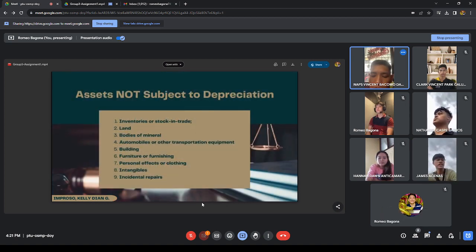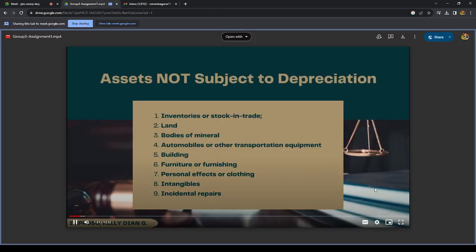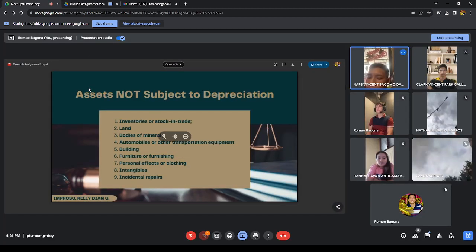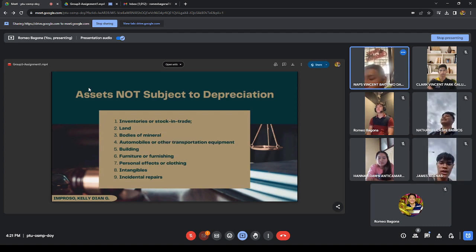Over here we have assets not subject to depreciation. The following assets are not subject to depreciation. Number 1, we have inventories or stock in trade. Number 2, we have land, except for improvements or physical development added to the land. Those are not depreciated. Number 3, we have bodies of mineral, which are already subject to depletion allowance since they go through the process of removal and suffer depletion. So those are not included in depreciation.